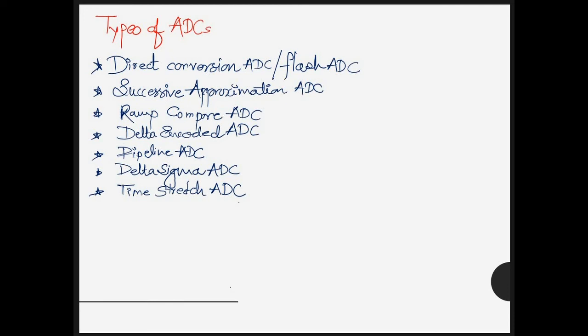Also, the audience might be aware of various types of ADCs as listed over here: the direct conversion ADC or flash ADC, the successive approximation ADC, ramp compare ADC, delta encoded ADC, pipeline ADC, delta sigma ADC, and time stretch ADC.